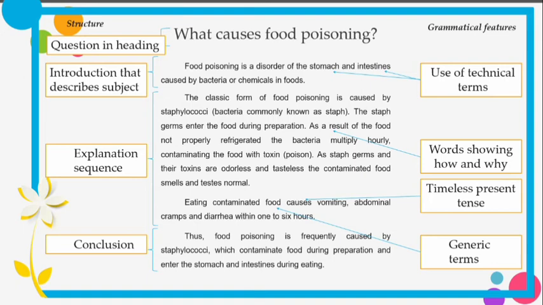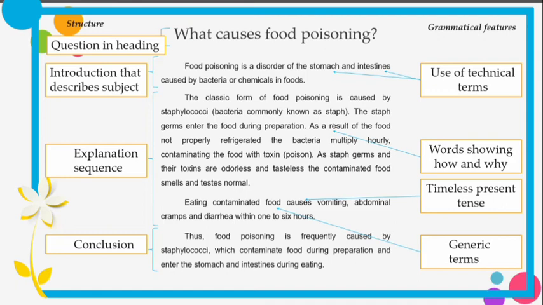Eating contaminated food causes vomiting, abdominal cramps, and diarrhea within 1 to 6 hours. This food poisoning is frequently caused by Staphylococcus, which contaminates food during preparation and enters the stomach and intestine during eating. So everyone, from this text, we can know that the explanation text gives us information about what causes food poisoning, the process of food poisoning.